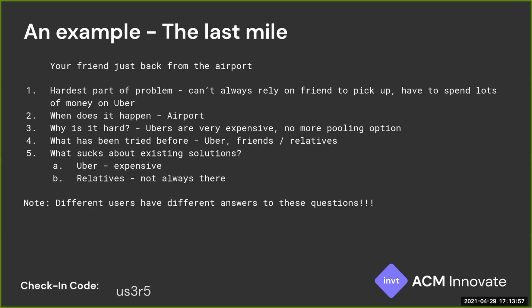And already there, we're starting to build our checklist. We're finding out, hey, what has he tried before? He usually goes with his friends. His friends usually give him a ride. And that's an existing solution, right? And you're starting to find out, hey, with this existing solution, his friends or his relatives aren't always there to pick him up. It's not consistent. And as a result, he had to take an Uber.